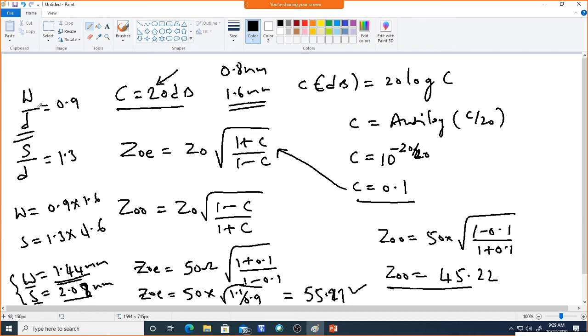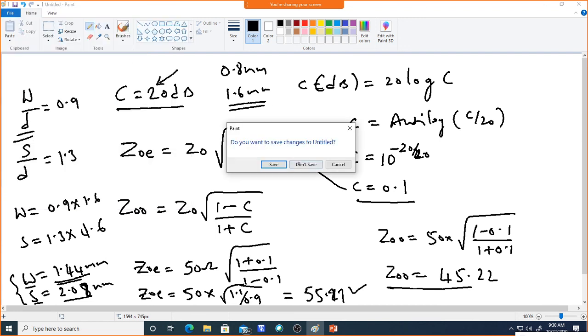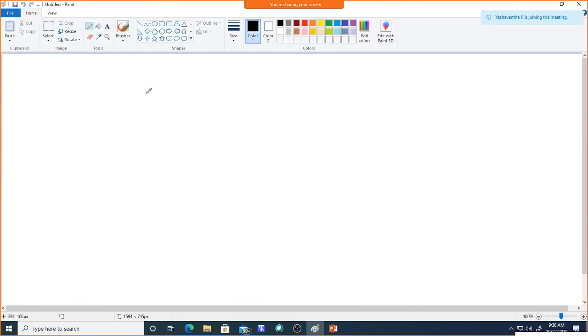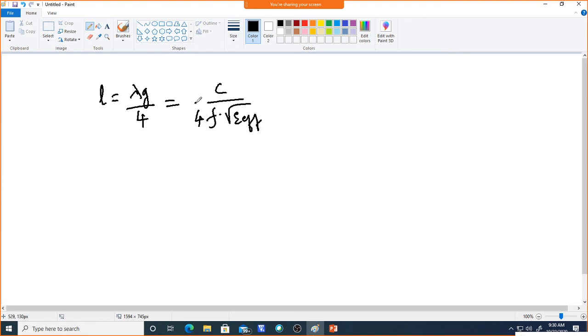So these are the values for W and S. Similarly, you need to find out the length of the coupler line. Generally we will take it as lambda g by 4, which is nothing but lambda g equals C by F into root effective epsilon. This effective epsilon you need to calculate using the microstrip line equation. So now you can substitute the values.